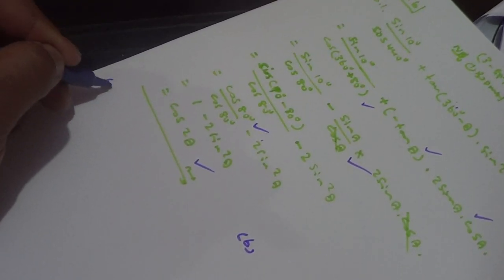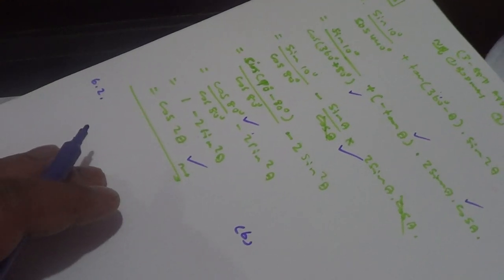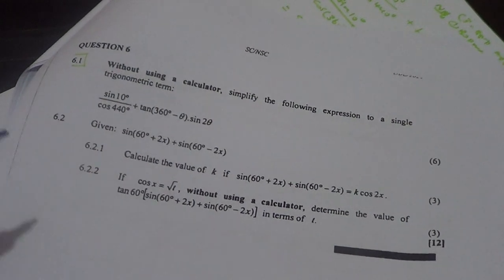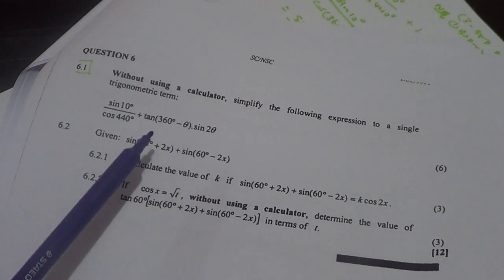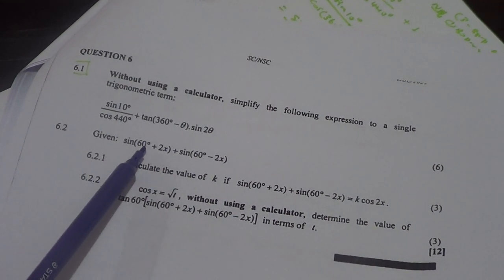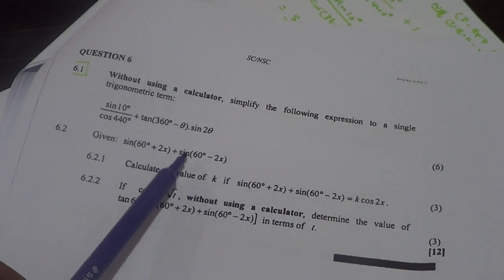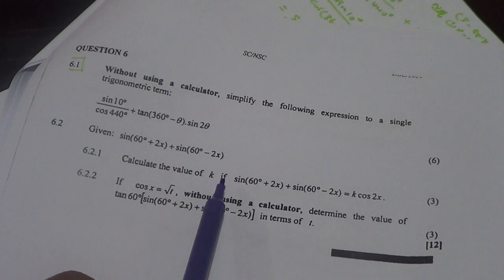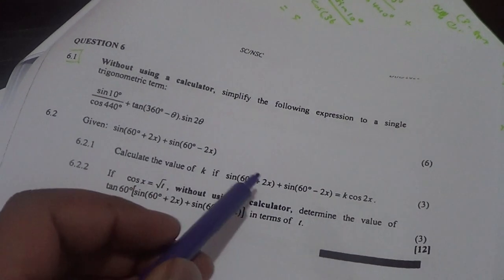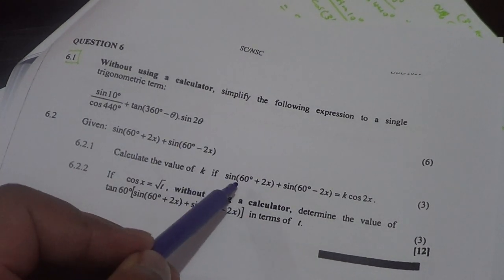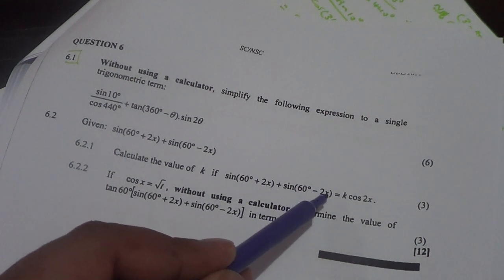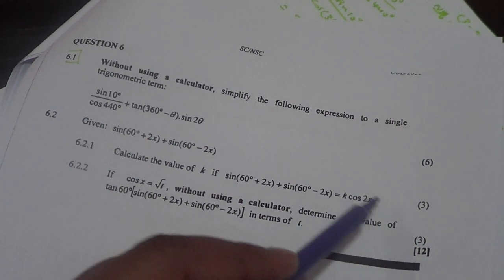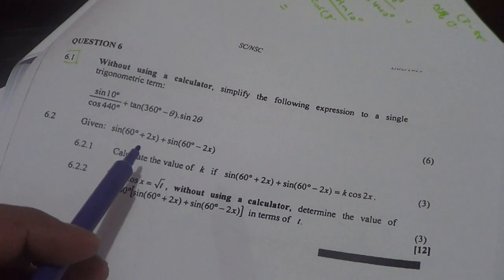So let's go on to 6.2. Just finish this trigonometry nice and easy. So it says now, given sine of 60 plus 2x plus sine of 60 minus 2x, calculate the value of k, if sine whatever equals that. So you have yet another identity to deal with.